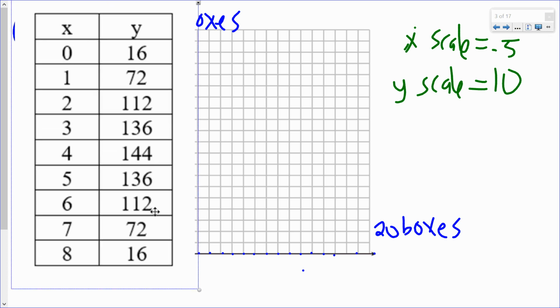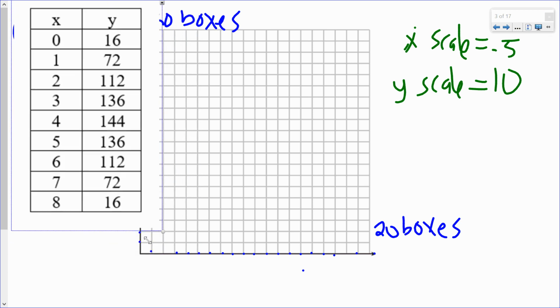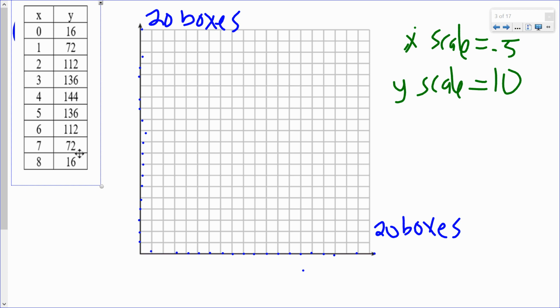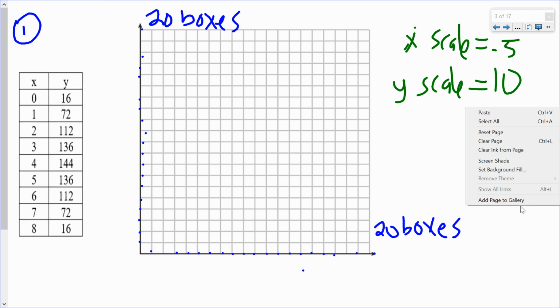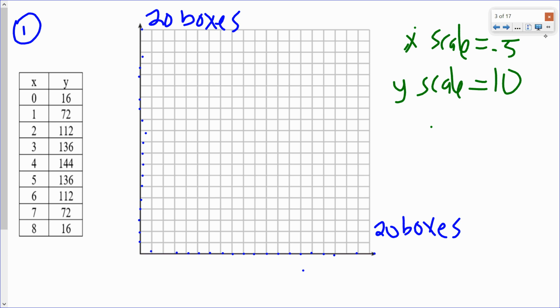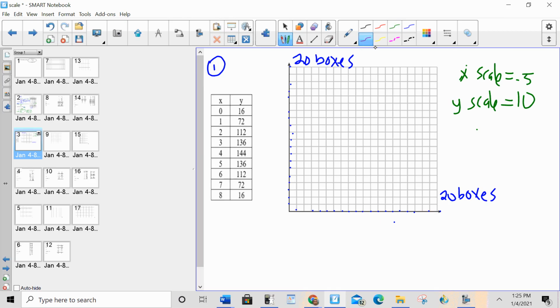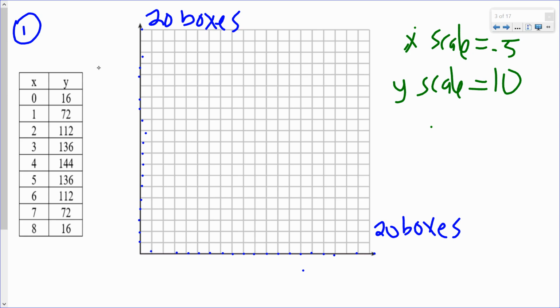I don't think I need it to be this giant. And now I'm going to put this onto the grid. So let's start with my X. If my X scale is 0.5, what that means is if each box is worth a half, then every other box is going to be worth 1.